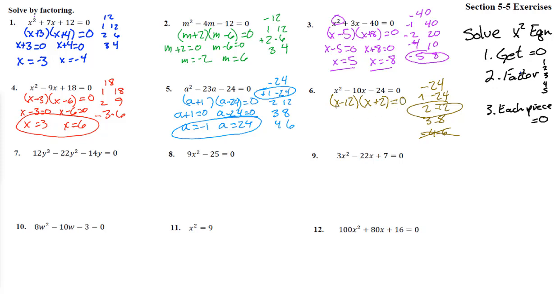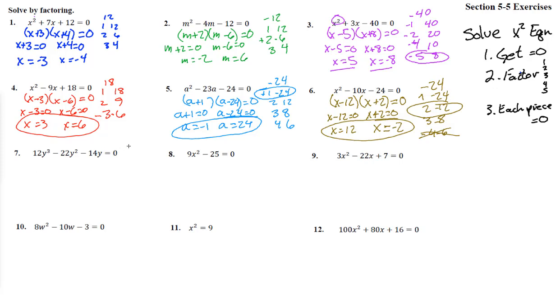When that's equal to 0, set each factor equal to 0, and we get x minus 12 equals 0. We get x equals a positive 12. And then the other one, x plus 2 equals 0. We get x equals a negative 2. And ta-da, we got it. All right, number 7.